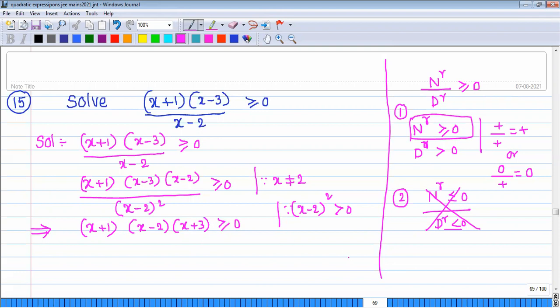To solve this, first equate to 0 and find the critical values. What are the critical values? We get x plus 1 equated to 0, so x is equal to minus 1. And x minus 2 equal to 0, so x is equal to 2. x plus 3 is equal to 0, so x is equal to minus 3. So first draw the number line.